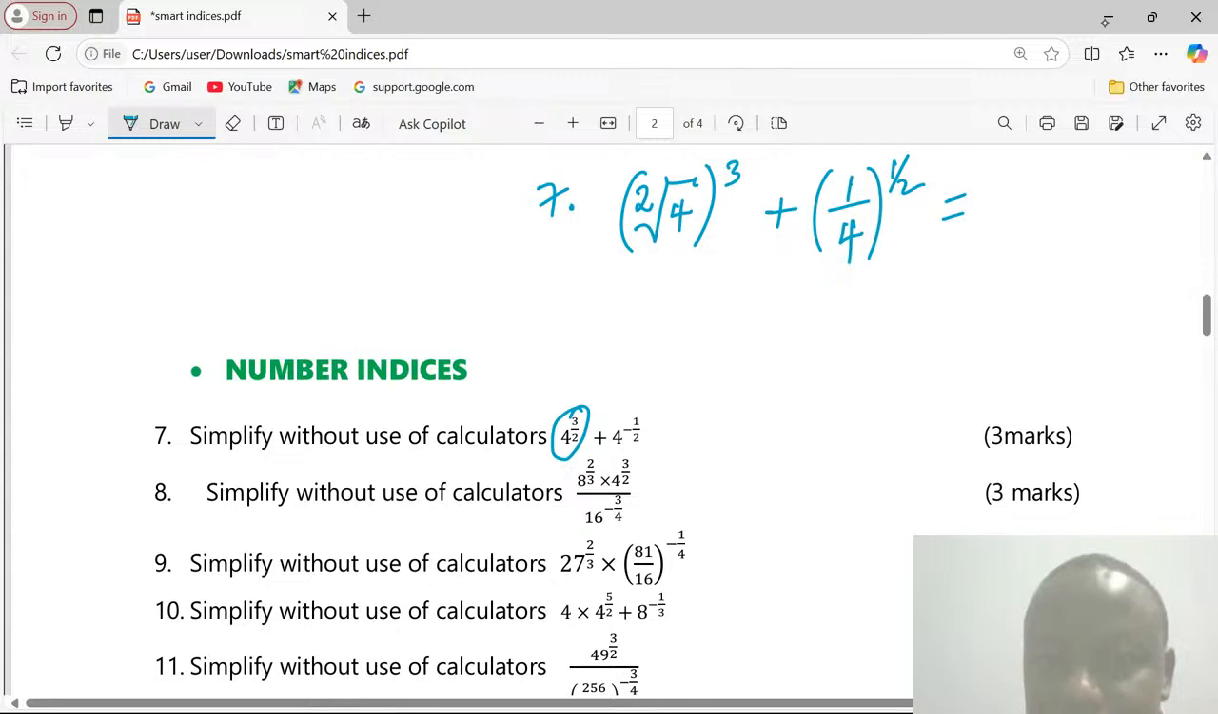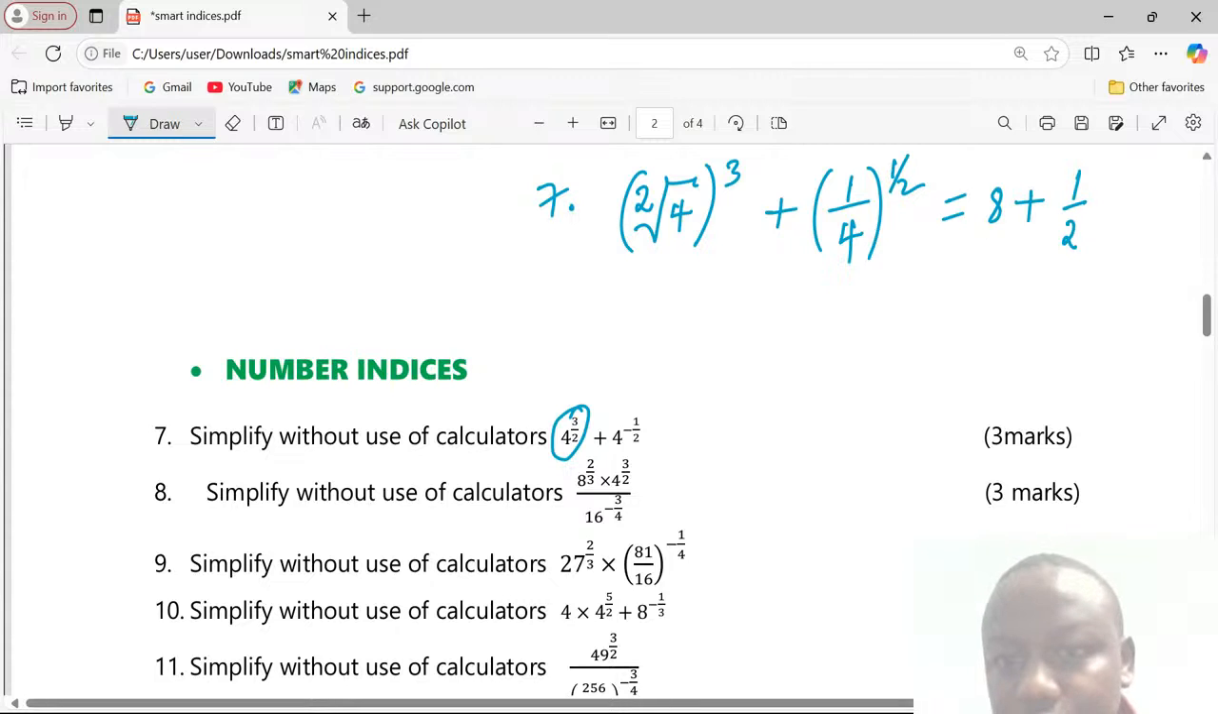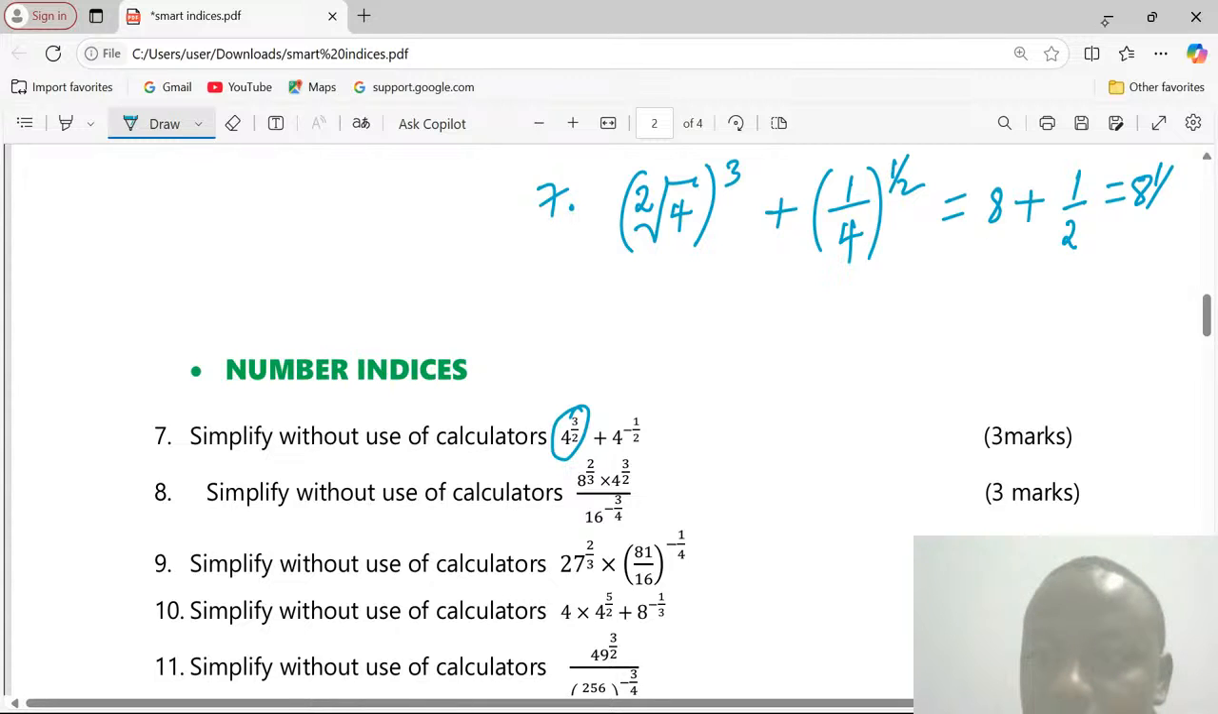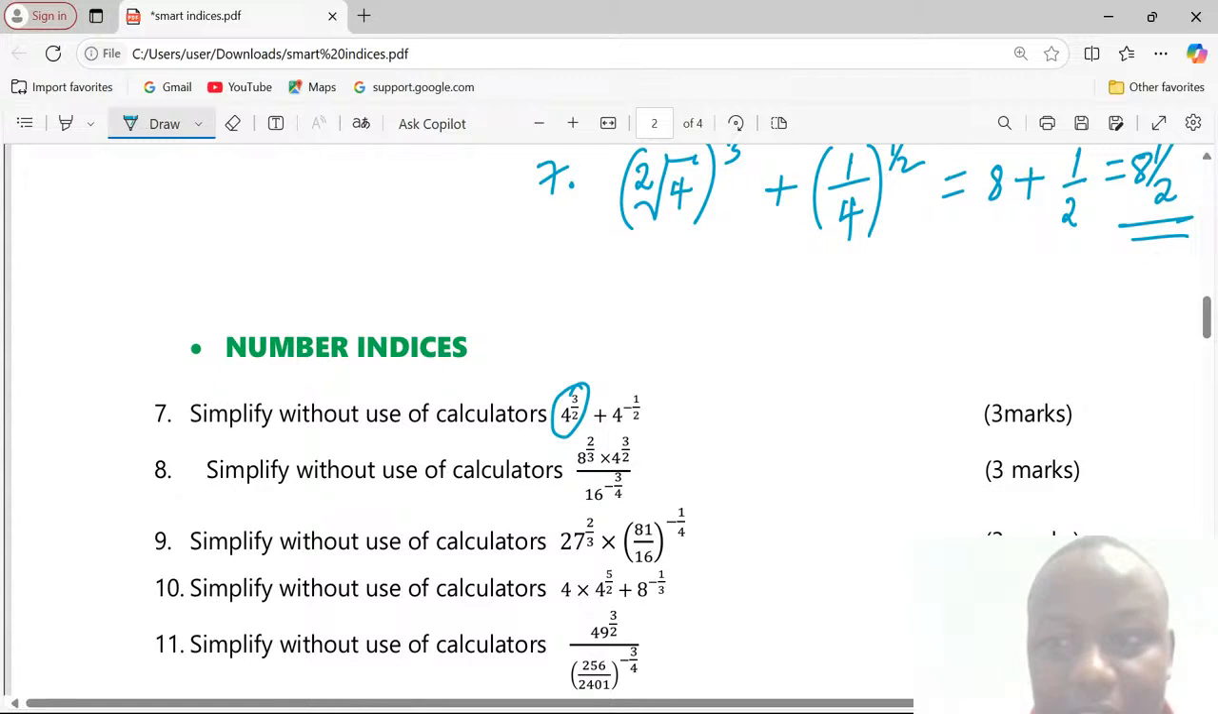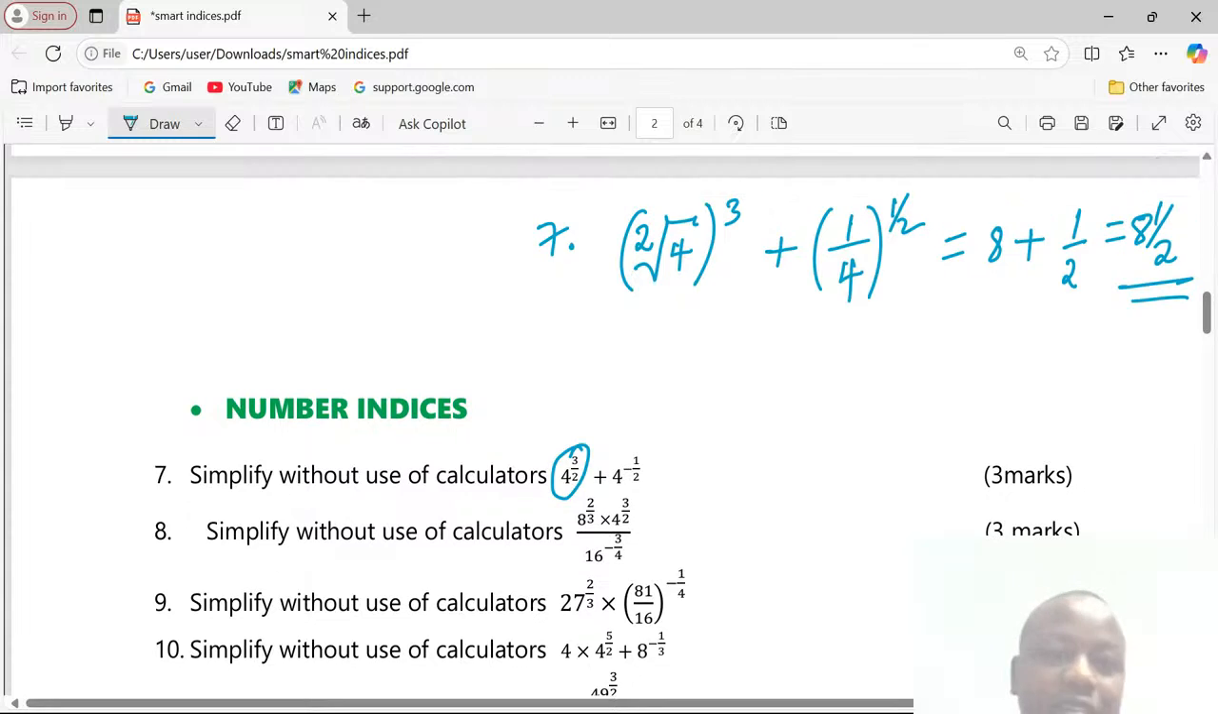This means in the first case, we have 2 cubed because the square root of 4 is 2. So 2 raised to power 3 becomes 8 plus. This is going to be 1 out of 2 because we are taking the square root now, the square root of a quarter, which is half. This is going to be 8 and half. So that is the final solution in that given problem: 8 and half.